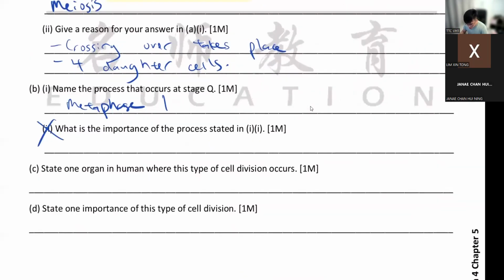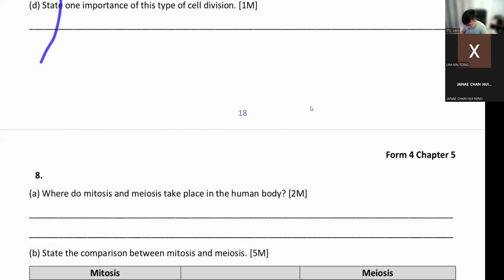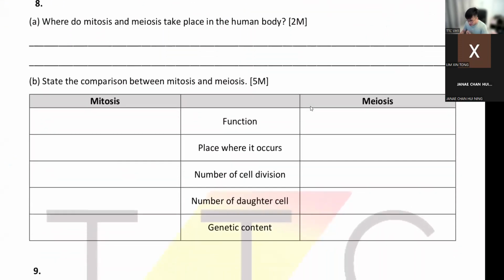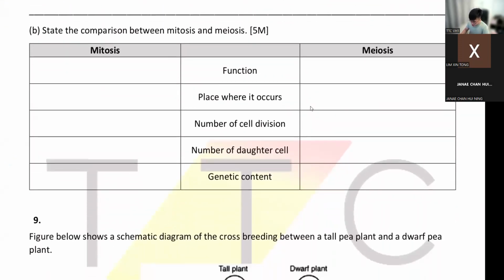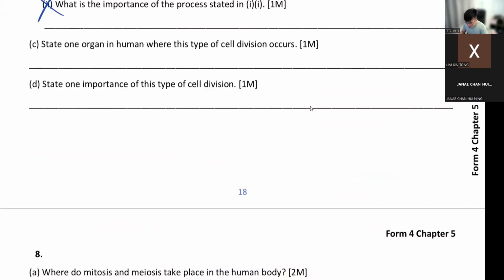Okay, so the C and D is the same question, so you can do it yourself. Fill it out yourself.